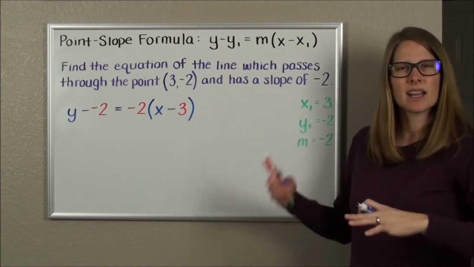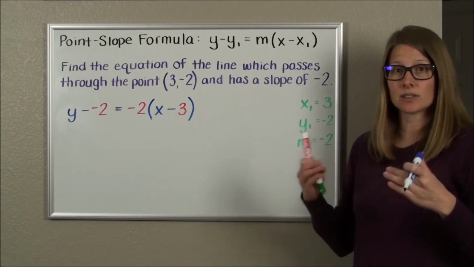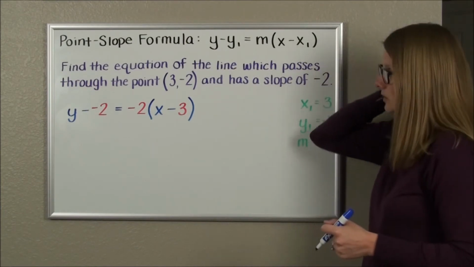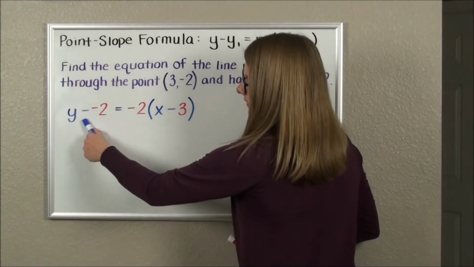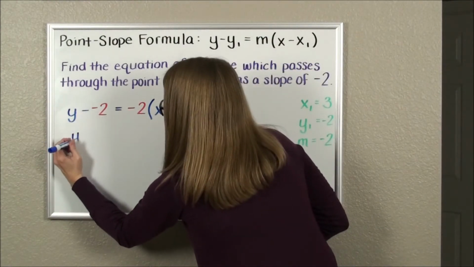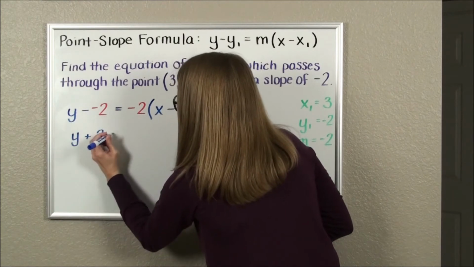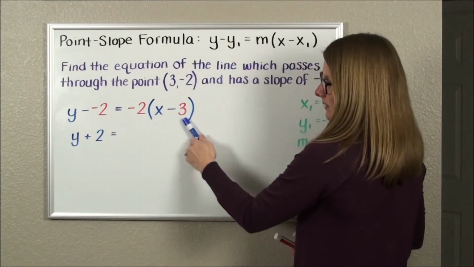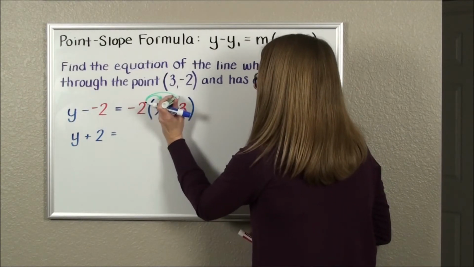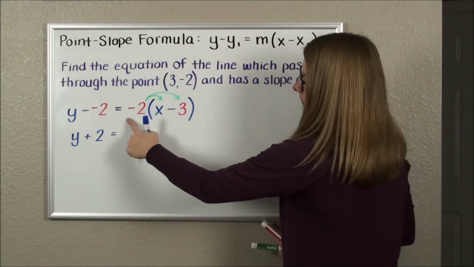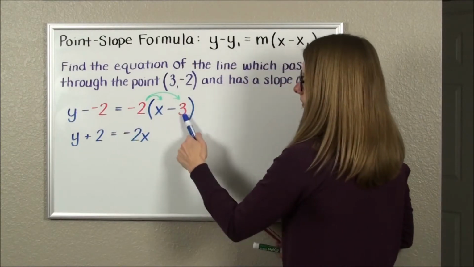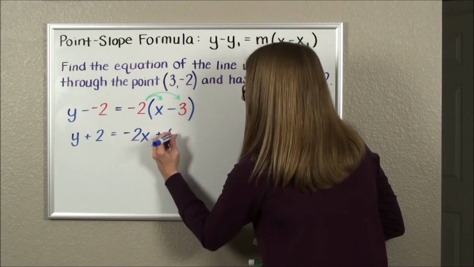Now we just want to clean this up a little bit. Let's first write it in slope-intercept form, and then we'll take a look at how to change that to standard form. First, let's rewrite the left-hand side to make it cleaner. Instead of y minus -2, let's call this y plus 2. On the right side, let's distribute to remove these parentheses. -2 times x will be -2x, and -2 times -3 will be positive 6.